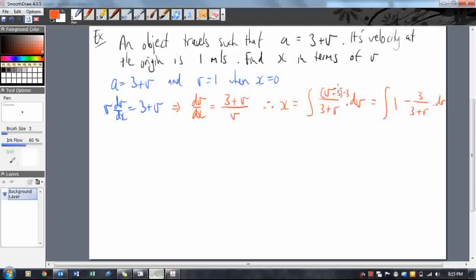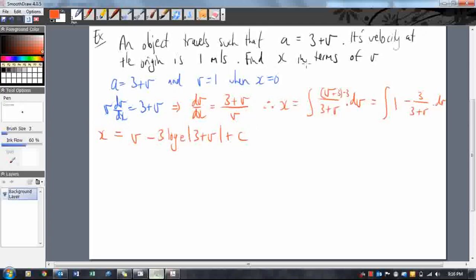Okay, so that's just a little trick to be able to get rid of v's and stuff like that. If you missed that, replay that, or ask me in class. Okay, now let's integrate that. That's v minus 3 log e of 3 plus v, and plus c. So that's x. X is equal to that.